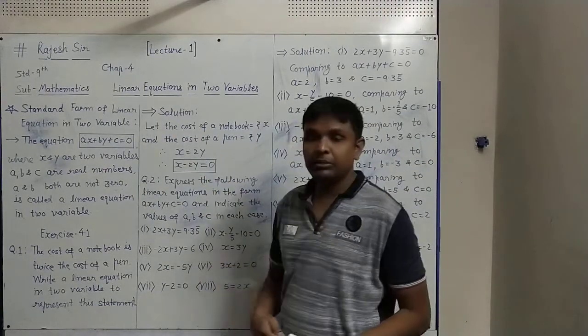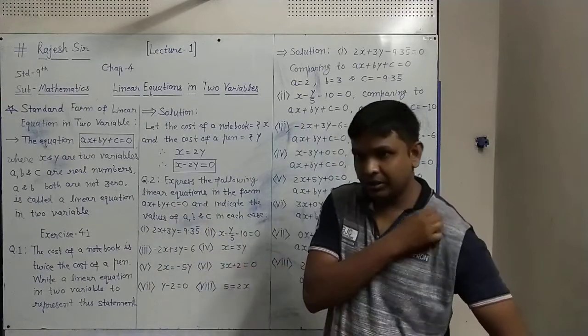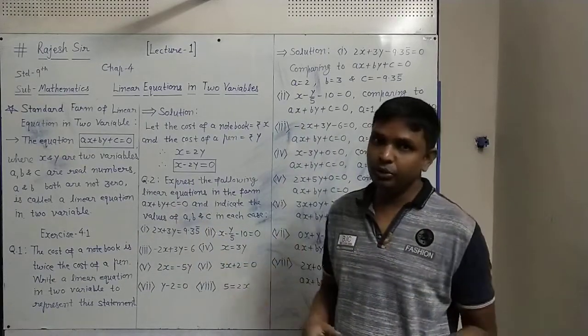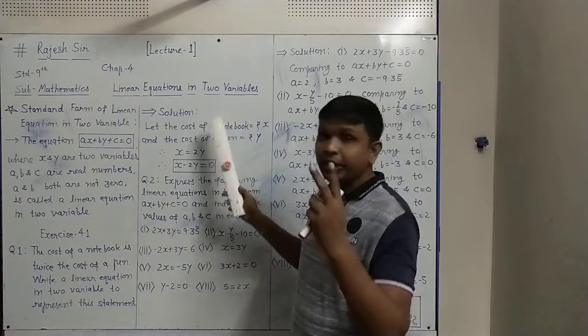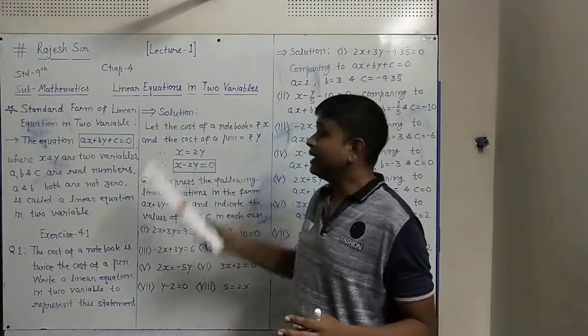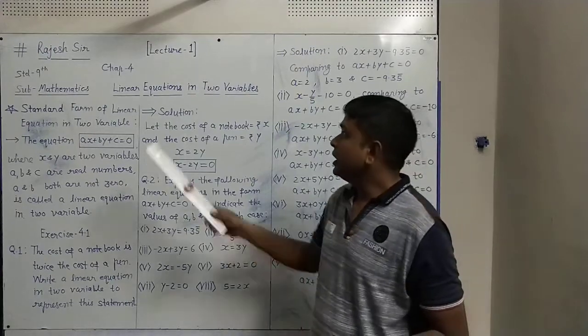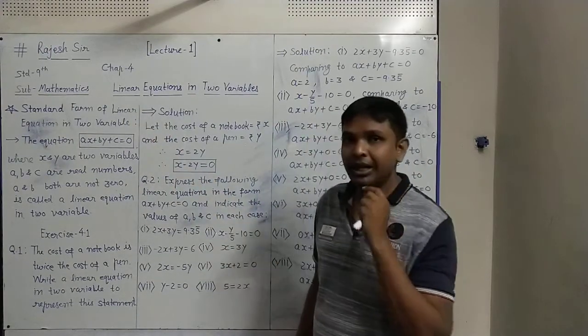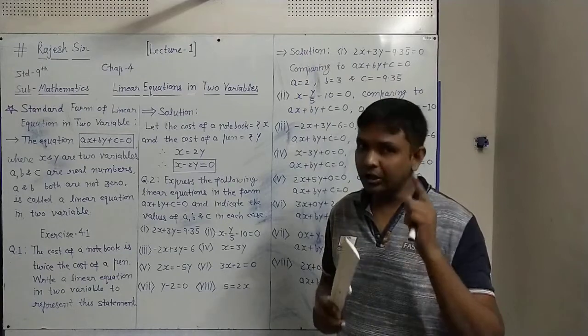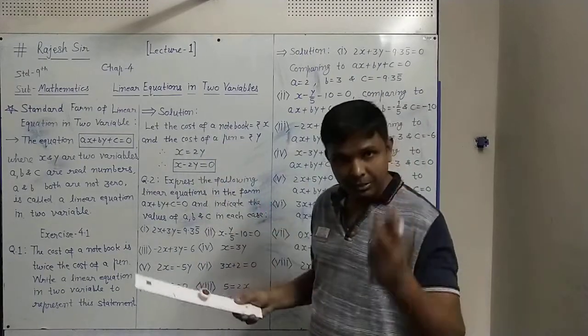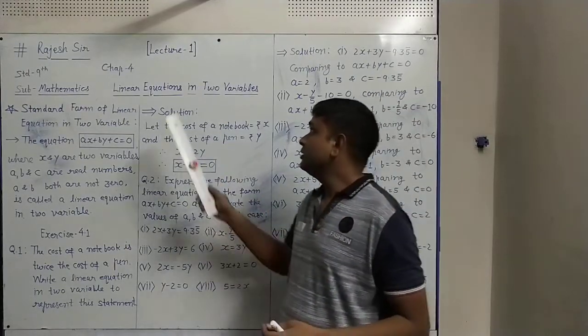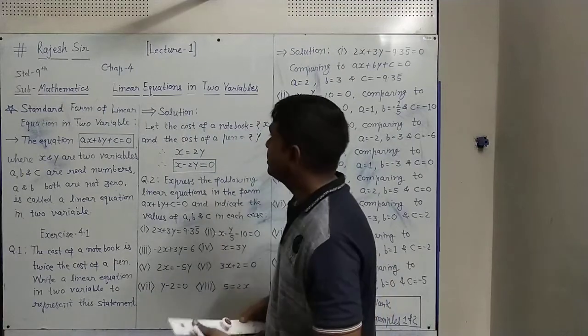Equation means something is equated to the other thing, some equal balance you have to show. In two variables, this suggests that in the equation you have to take two variables. Linear means the variable must have only one power, two variables it must have, and equated with something, right?